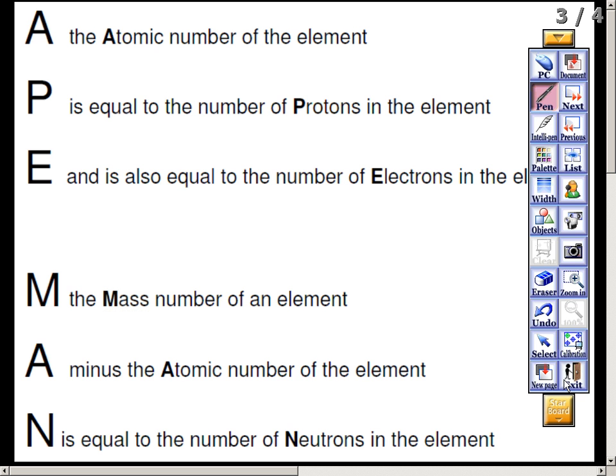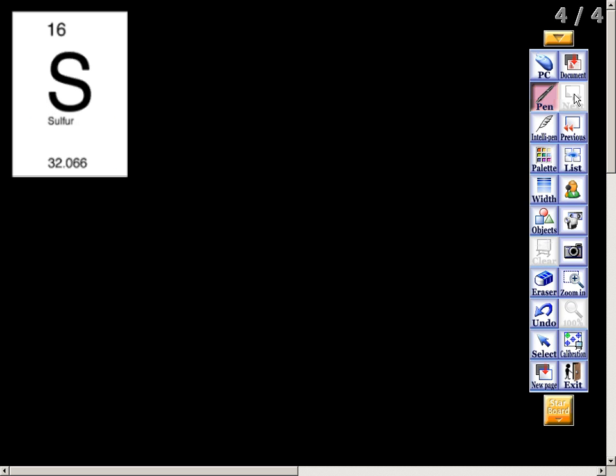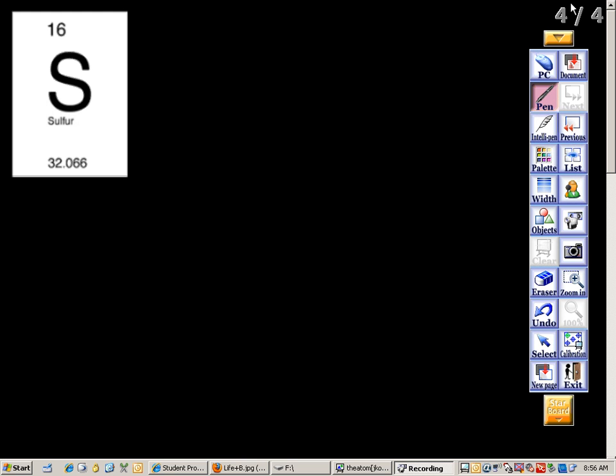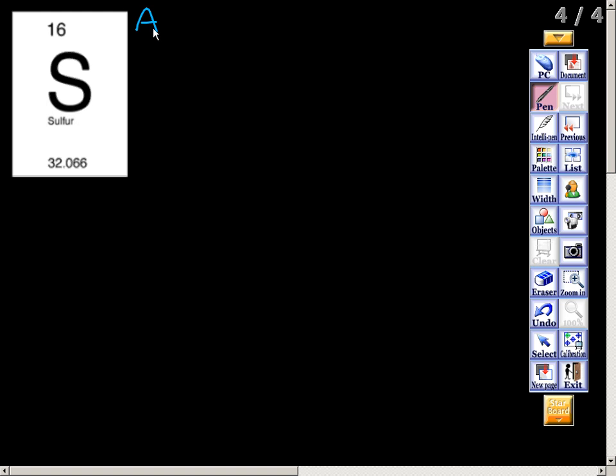So let's practice using this. So for this example, let's calculate the number of protons, electrons, and neutrons for the element sulfur. And it's blocked from the periodic table. First up, write down APEMAN to help you remember.